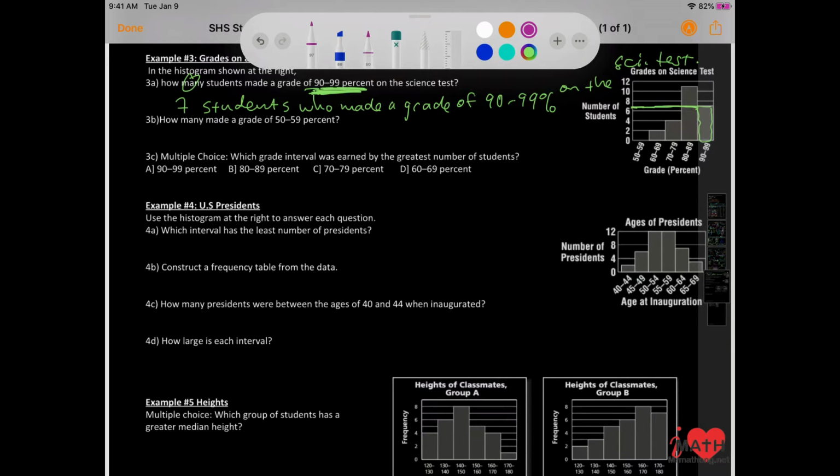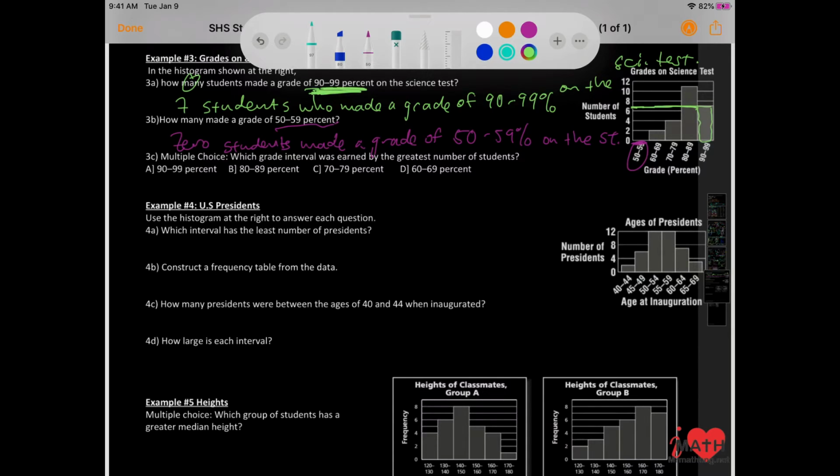Question 3B. How many made a grade of 50 to 59? Okay, so I see 50 to 59, and there is no bar, so that means 0. 0 students made a grade of 50 to 59% on the science test.